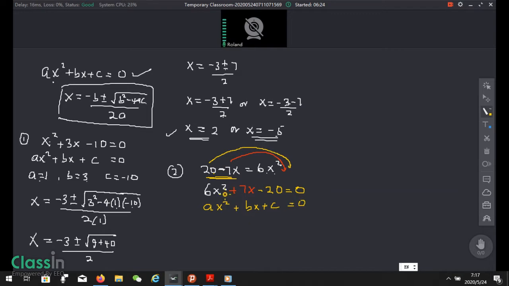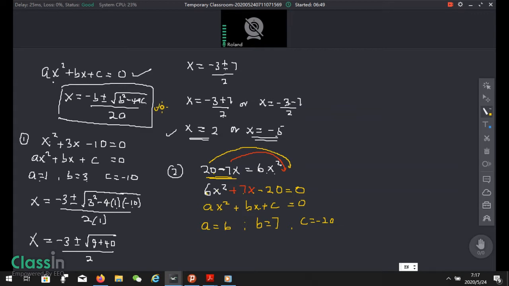When we compare the coefficients, the coefficient of x squared is a. The coefficient of x squared in our question is 6. So a is 6. The coefficient of x is b. The coefficient of x in our question is 7. So b is 7. And of course, c is negative 20.